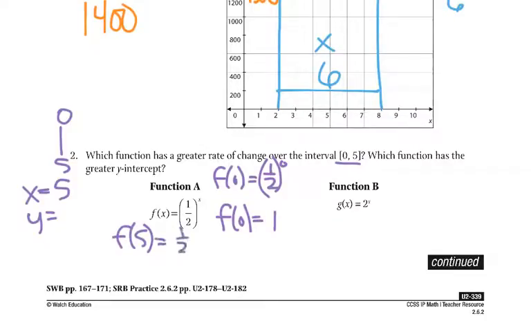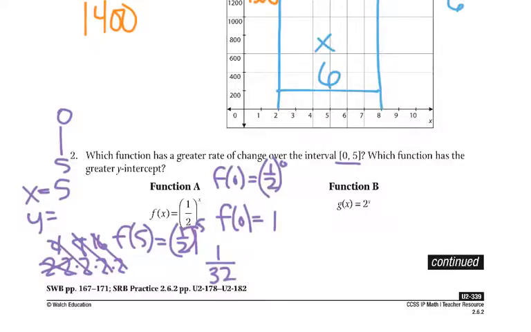Then I do f of 5. So I'd go 1/2 to the 5th. Okay, and when you do powers to fractions, it's like 1 to the 5th, which is 1, and then 2 to the 5th, which is 2 times 2 times 2 times 2 times 2. So that would be 4, that would be 8, 16, 32. So it would be 1 over 32. Okay, so I go 1 over 32 minus 1 to get my y value change. So the change in x is 5, change in y would be 1 over 32 minus 1.